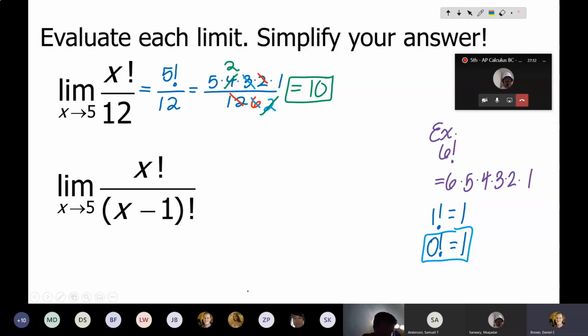And I probably could have even done that faster just by canceling out the 4 and the 3 with the 12. Go ahead and try that second one on your own for me.